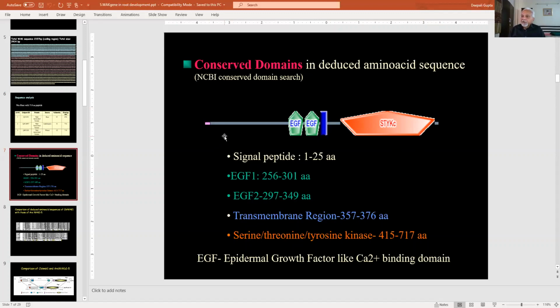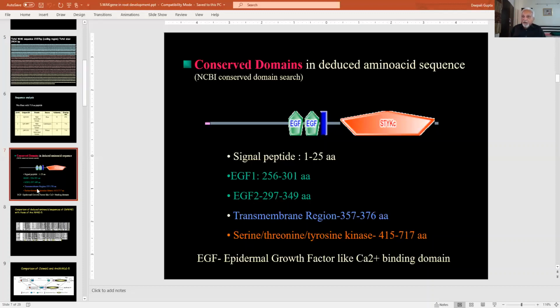So it means that the protein coded by this gene has the following domains, and it is taken to the membrane. Okay, so we will know about it in a while. So two things we have understood. One is that it is a putative wall-associated kinase. When I say wall, it is the cell wall in plants, and it has functional domains like EGF1, EGF2, transmembrane domain, and serine threonine kinase domain.